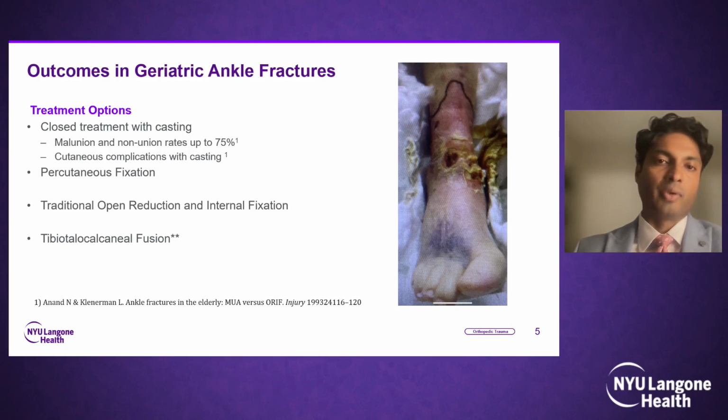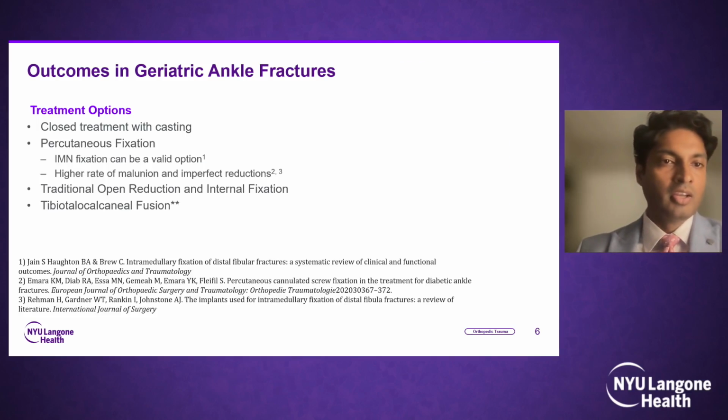So there's a patient on the right. This patient was 90 years old, demented, had an unstable ankle fracture, and was placed in a splint. She came back with bone sticking through the skin, and was unable to communicate with the family about what was going on. She ended up getting a BKA. So, casting requires a lot of patient and family counseling, and can be a little bit challenging to do.